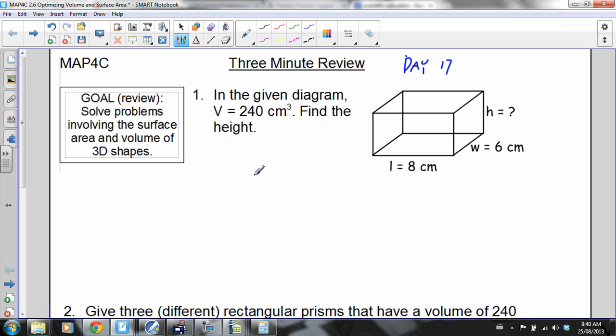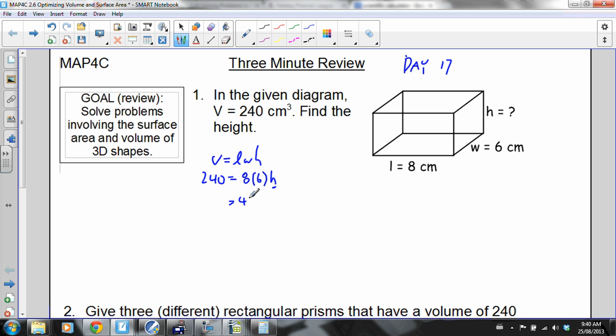Number 1, in the given diagram, the volume is 240 centimeters cubed. Find the height. So we see that most of the dimensions are given. Use the formula for the volume of a rectangular prism, a box. Essentially we're going to sub in for all the stuff we know, and what's going to be left is the thing that we don't know.